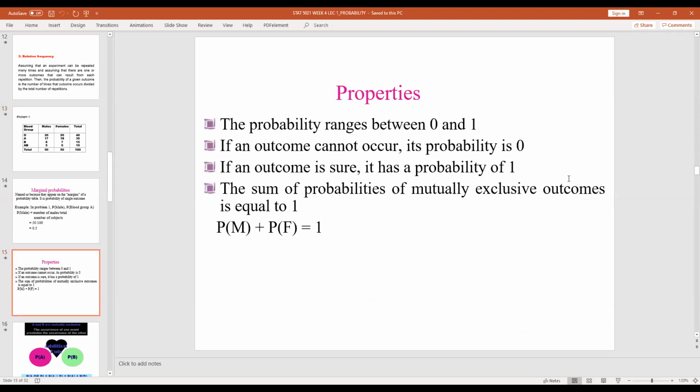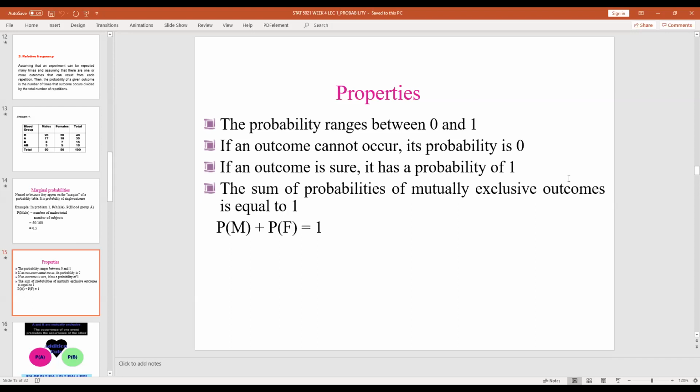Okay, so let's now talk about the properties of probability. Of course, probability lies between 0 and 1. The highest value you can get is 1, the lowest value you can get is 0. If an outcome cannot occur, then we say the probability is 0. If an outcome is sure, then it has a probability of 1. The probability of a sure event is 1. The probability of an event that is not going to occur is 0.